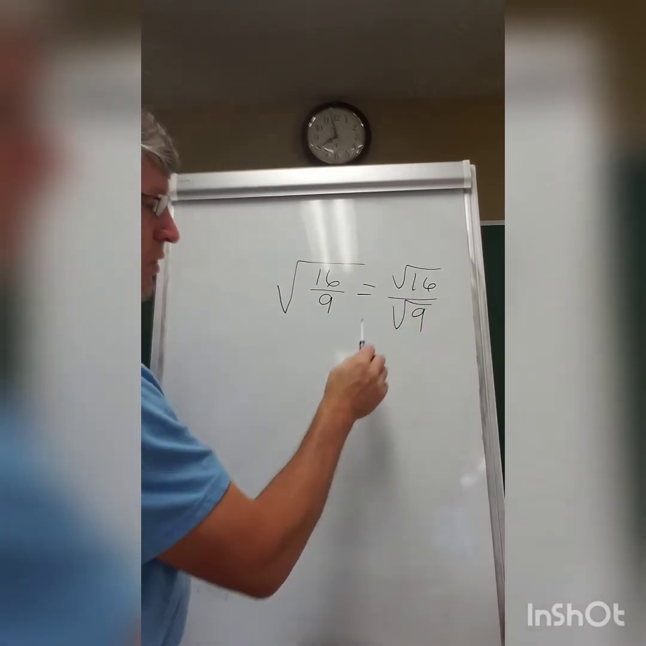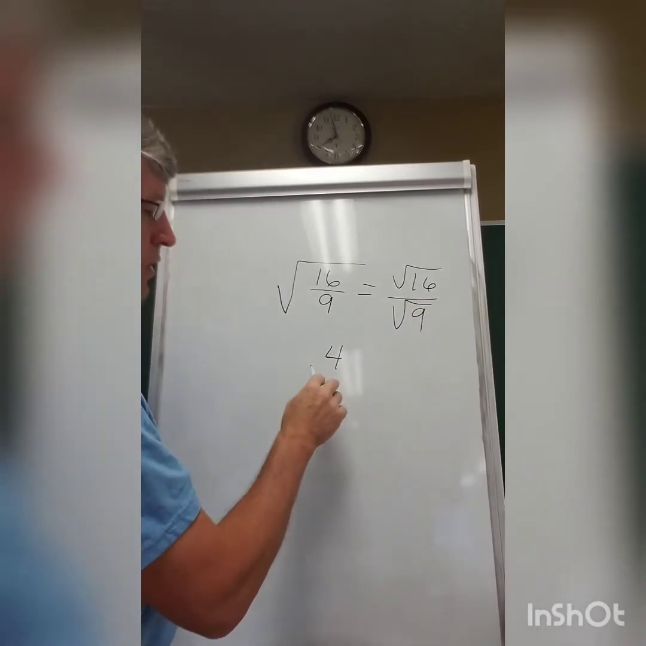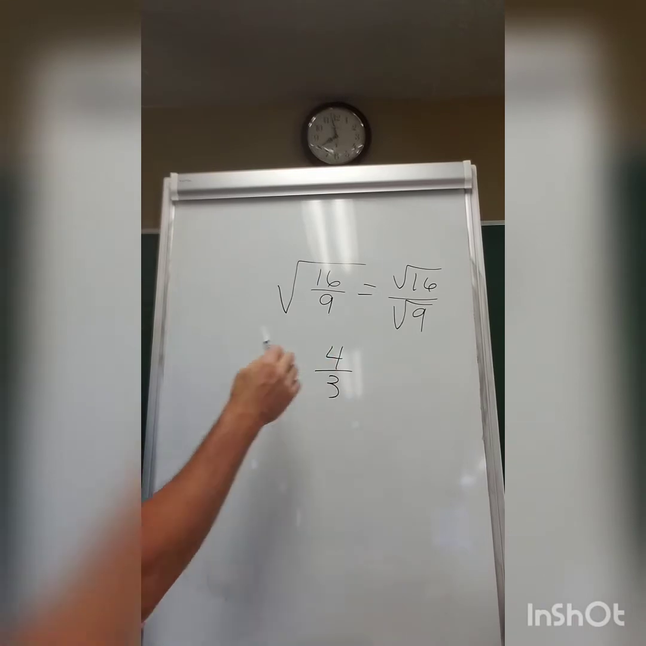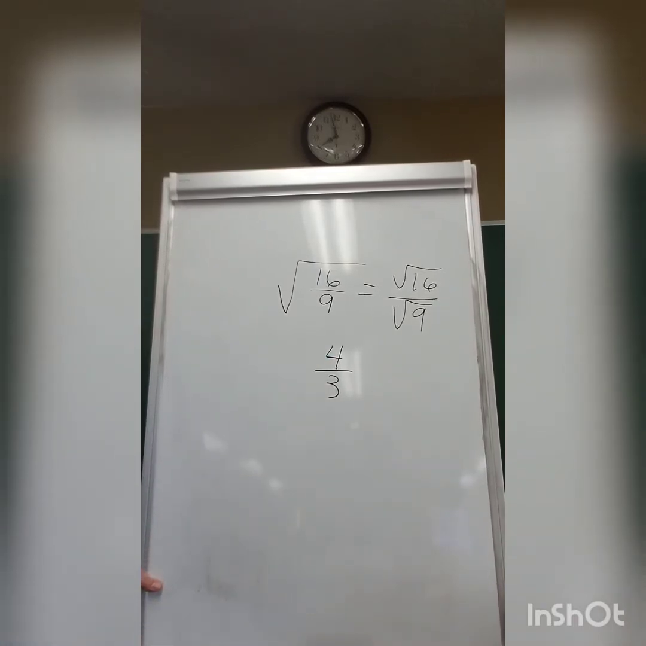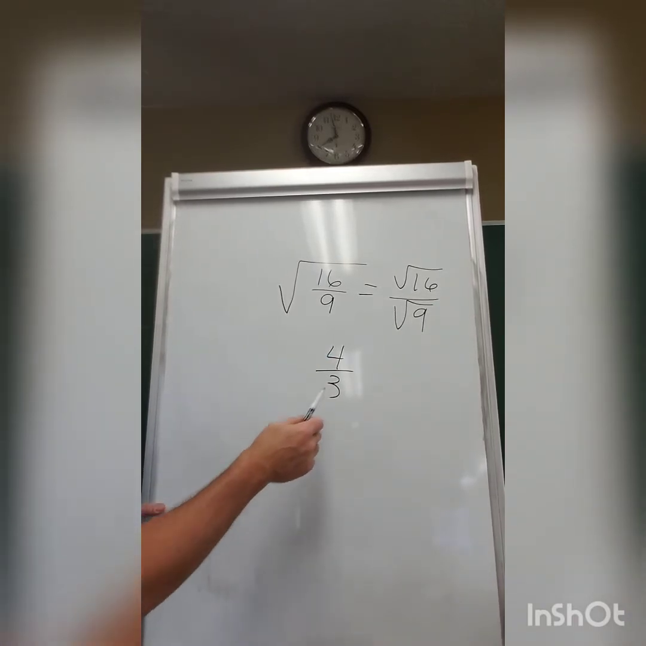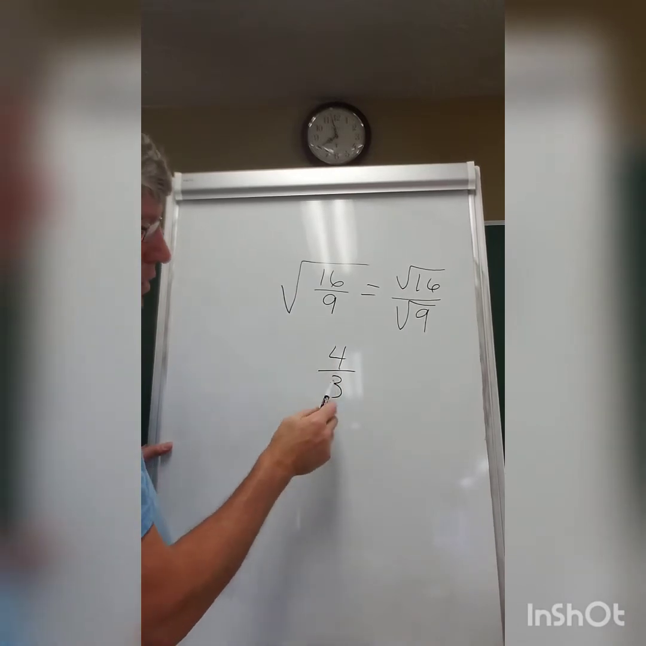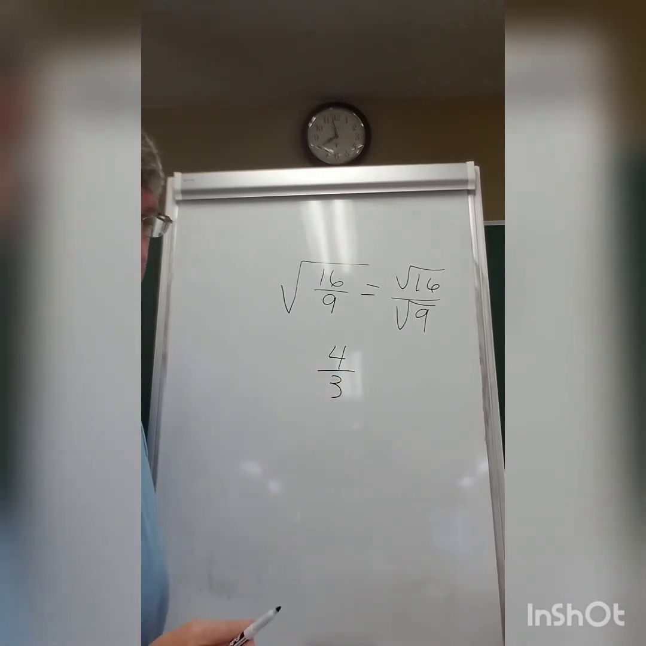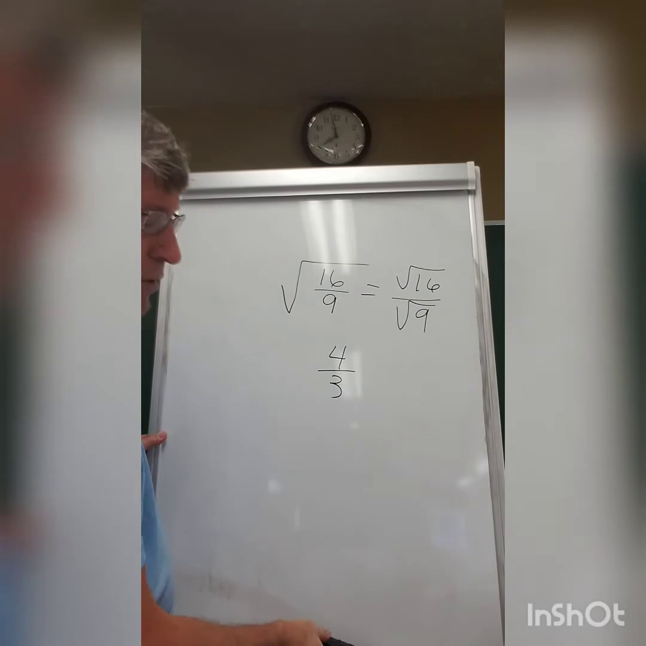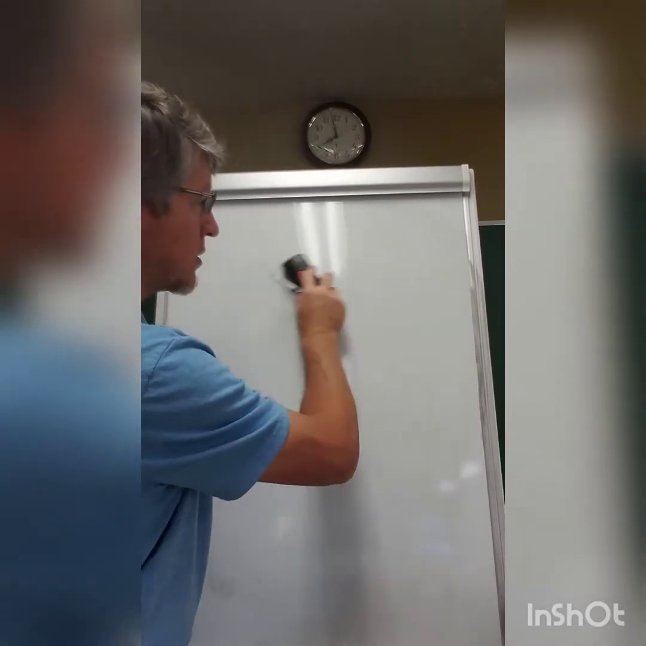Well, you know the square root of 16 is 4. Square root of 9 is 3, and you have now removed the root of each one of these, and your answer is 4/3, and that's your final answer. That's what we're trying to do, is remove the radicals. Okay? That's the very basic one.